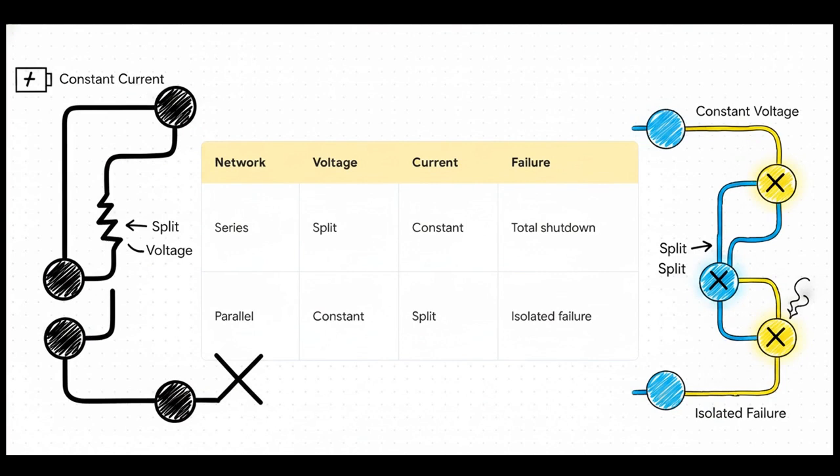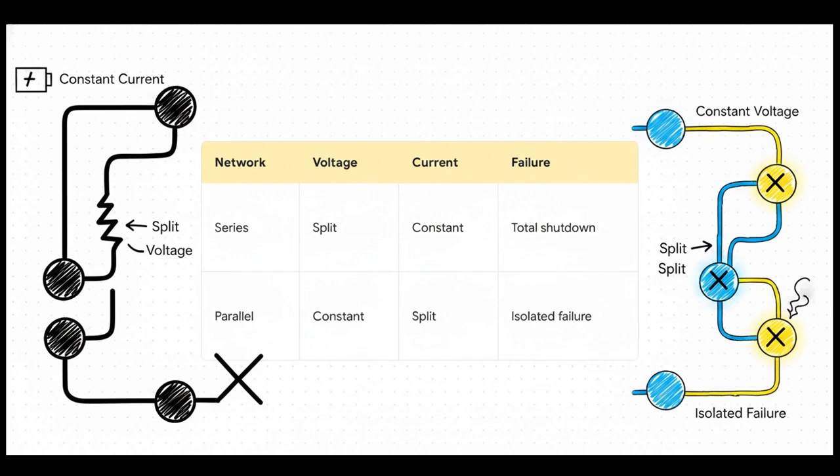Okay, on to Section 3, circuit mapping, network architectures. Now that we've got our water, pressure, and pipes defined, let's look at how engineers actually architect these plumbing networks in the real world. We really have two main structural options. First, the series network. This is a single continuous path where the voltage splits but the current stays constant. The fatal flaw here, though? Total shutdown. If one single component fails, the entire circuit is dead.